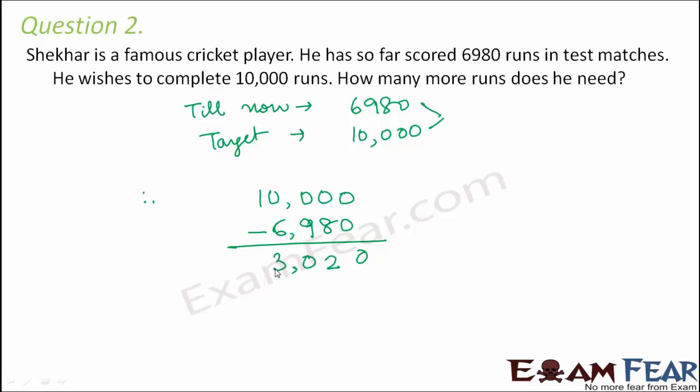So this would be 3,020. So 3,020 more runs will be needed for Shekhar to reach his target.